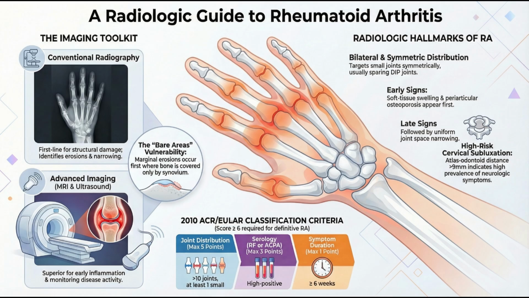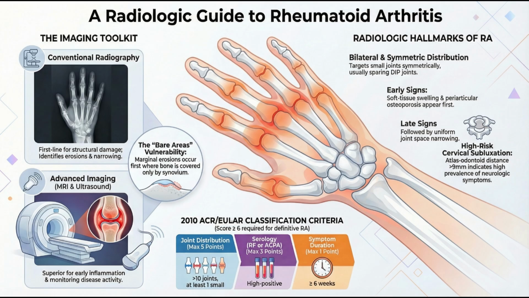That is why the bare area is where the erosions start. That makes so much sense. And it makes me wonder, is that just a design flaw in humans? It's an evolutionary trade-off. Yeah. We need that attachment point to be flexible so we can move our fingers and wrists. We traded total protection for mobility. And RA exploits that trade-off. It absolutely does. Wow, that is fascinating and slightly depressing.